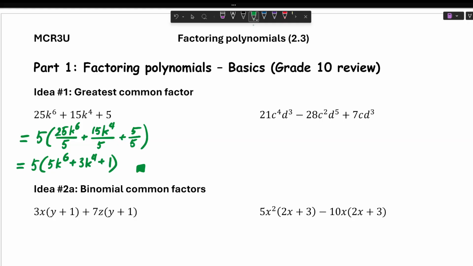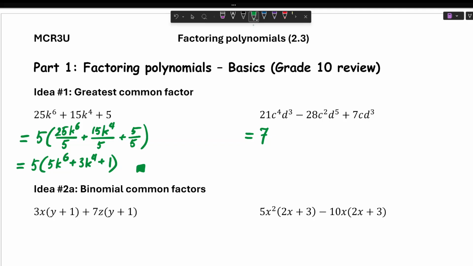Let's do another example that looks a little bit more complex. So this one is 21c to the power 4 d to the power 3 minus 28c to the power 2 d to the 5 plus 7c times d to the power 3. So let's look at each component of each term. So for the coefficients, you'll notice 21, 28, 7. Those are all multiples of 7. So let's take out a 7. Okay, you can't take out any larger numbers in this case.